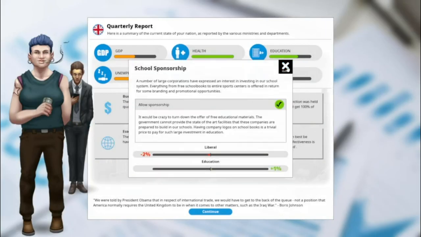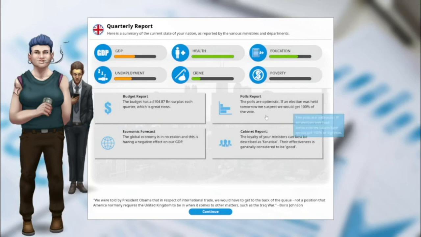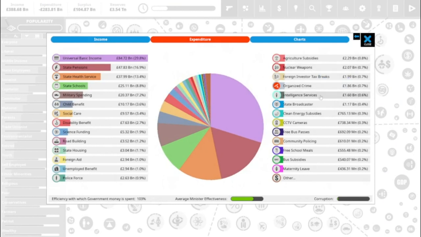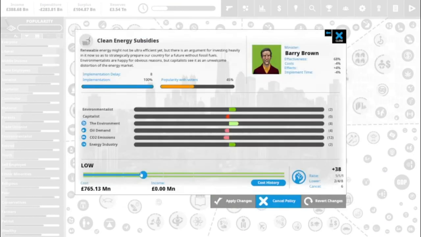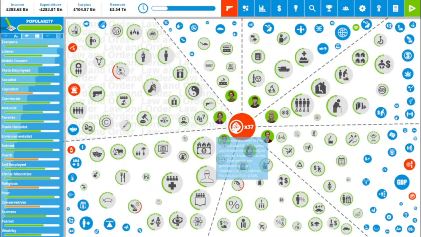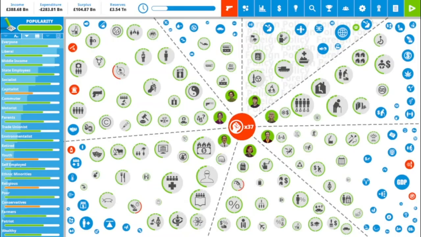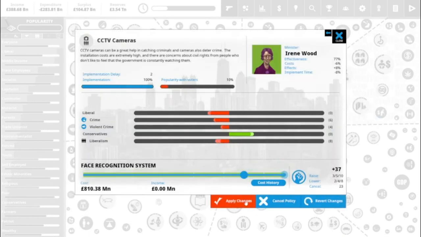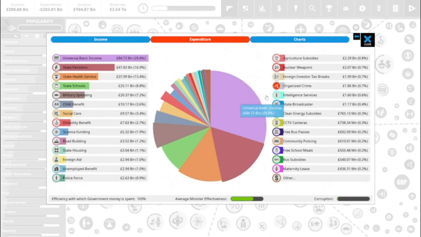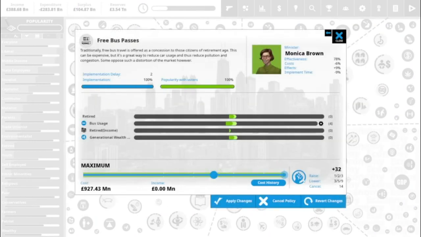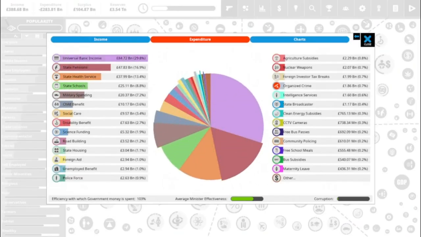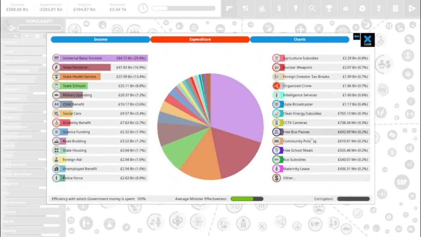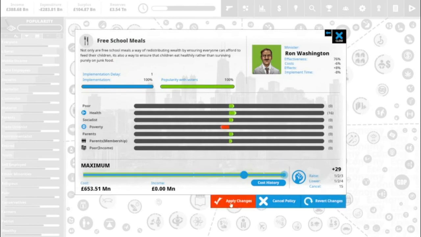School sponsorship, allow it. We've still got a massive surplus. Let's keep on spending. Look at that, 3.5 trillion in reserves. Clean energy subsidies, why not? CCTV cameras, get them everywhere. Free bus passes for everybody. Community policing up at the max. This is creating utopia. Free school meals for everybody.